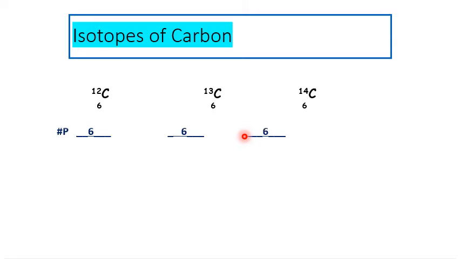What does this mean for us? This means that the number of protons is going to be 6, because we find the number of protons by looking at the atomic number. The number of neutrons, we find by the difference between the atomic mass and the atomic number. So my neutron here is 6.